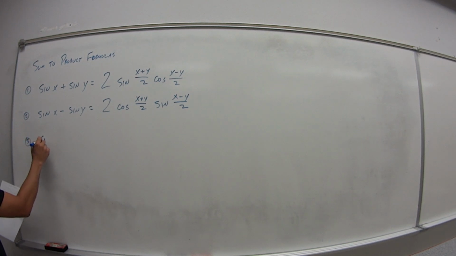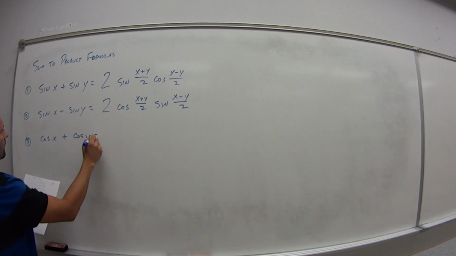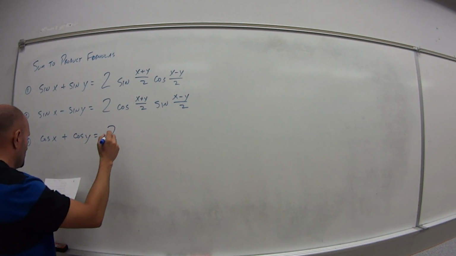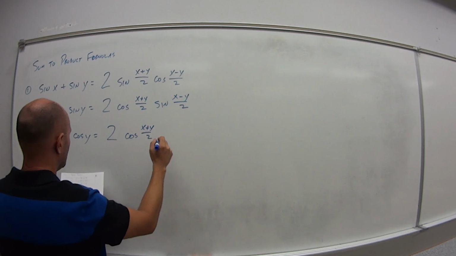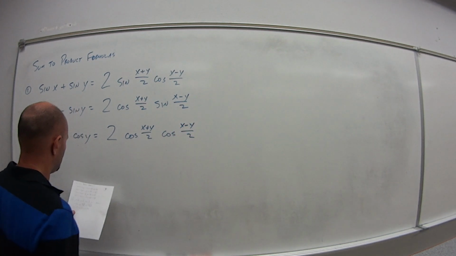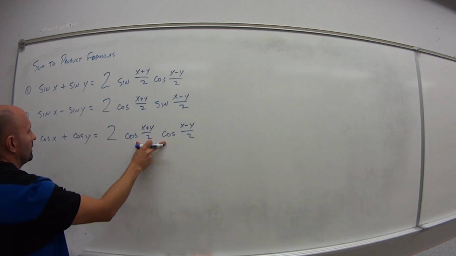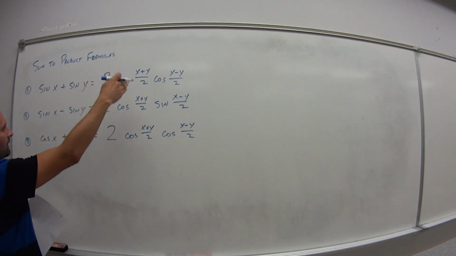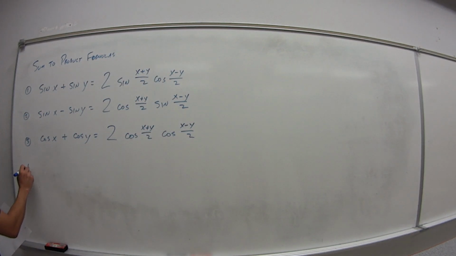So if we have cosine of x plus cosine of y, this is the same as 2 cosine of x plus y over 2 times cosine of x minus y over 2. So you see, when we have only cosine, we have only cosine in our formula. Otherwise, the x plus y over 2, x minus y over 2 stay the same.